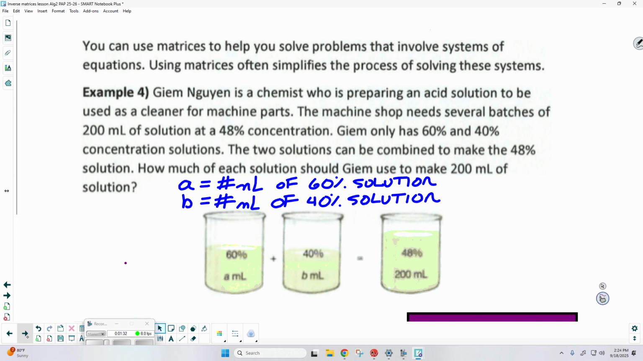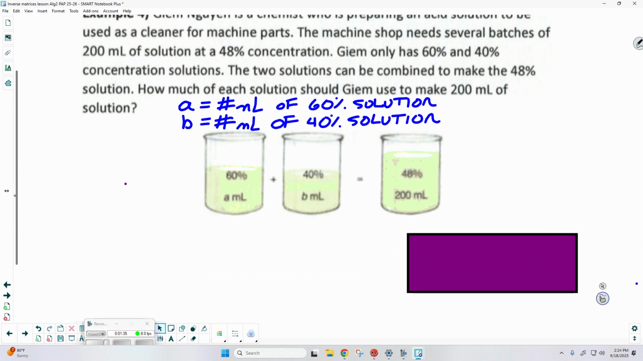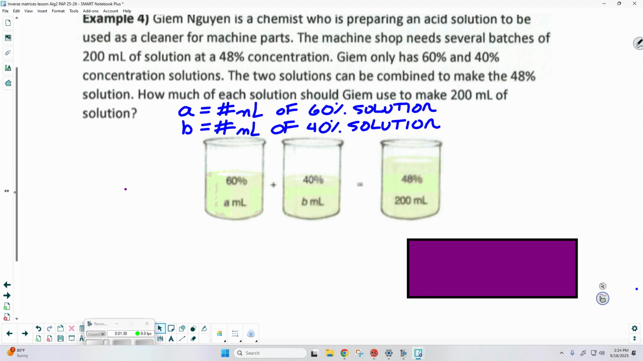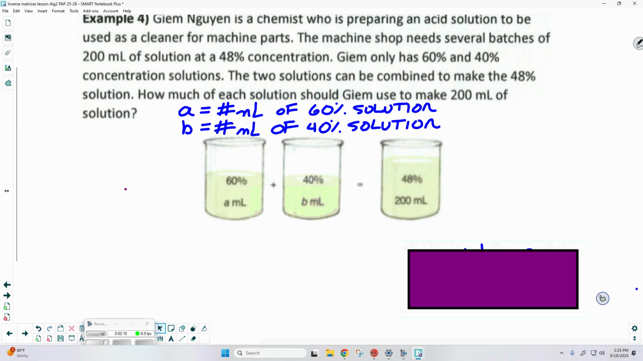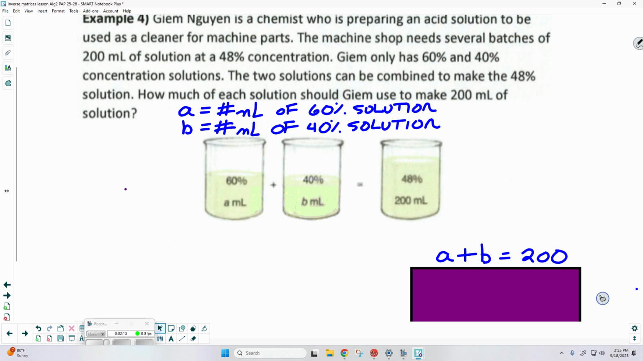Okay, so I've already labeled our two variables here. Let's say A is the number of milliliters needed from the 60% solution, and let's say that B is the number of milliliters needed from the 40% solution. Now one of these equations is going to be super easy. How many milliliters total do we need? 200. So I'm going to take an A number of milliliters from the first beaker and a B number of milliliters from the second. I need 200. So what do you think that equation is going to be? That's exactly right. A plus B equals 200.